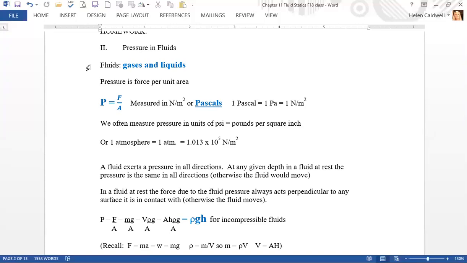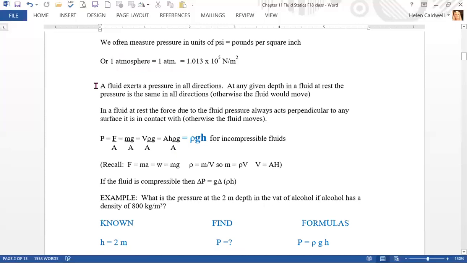Sometimes we measure pressure in units of PSI, and that's short for pounds per square inch. If you've ever paid attention to the air pressure in your tires, what you look at are the pounds per square inch. And sometimes we measure air pressure in terms of atmospheres, where 1 atmosphere is 1.013 times 10 to the 5th newtons per meter squared. So we have a variety of units to measure pressure in. It just depends on the application as to which one is the most useful.